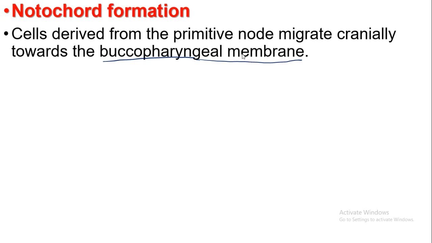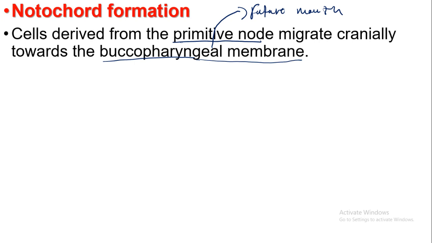Buccopharyngeal membrane. This buccopharyngeal membrane is the future mouth. So my mouth, which I'm using right now, originated from the buccopharyngeal membrane. So the cells from the primitive node, that deep structure, will start what?